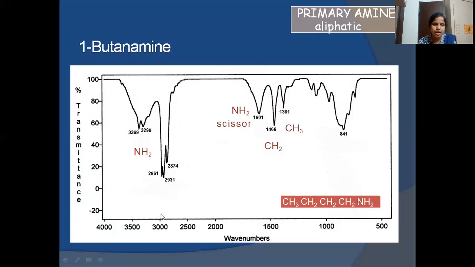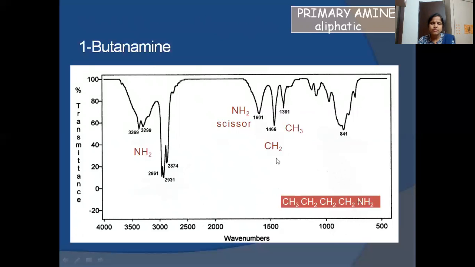And again you can see that is below 3000. Again 2 bands. What does it say? It is due to CH stretching, sp3 CH. That means the given carbon group is sp3 carbon. And when we are having NH2 groups, we have to look for NH2 scissoring, that is the bending vibrations. So bending vibrations appear at 1600s. So 1601 here. Then these are CH2, CH3 bending vibrations.